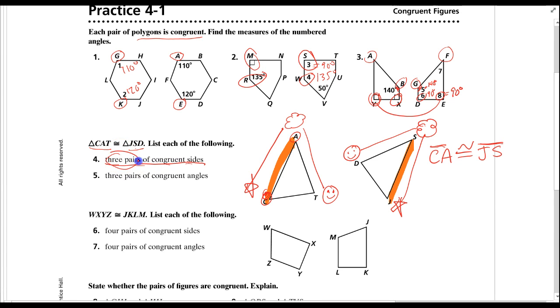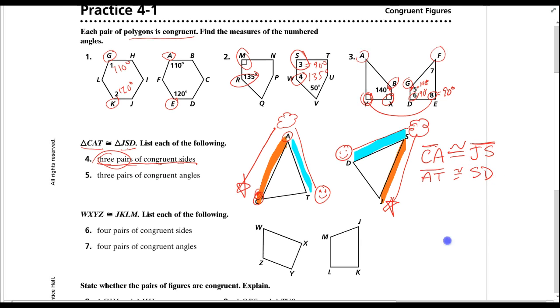Let's name 2 more. Well, I've got A to T, which is cloud to smiley face. So I start over here, cloud to smiley face makes it SD. So A, T, congruent to SD.